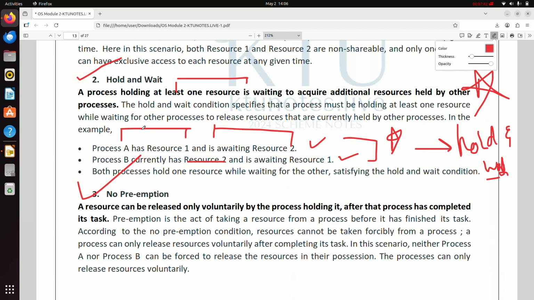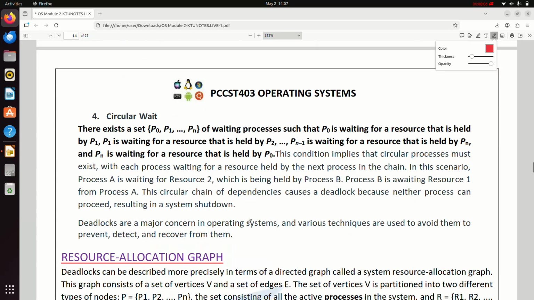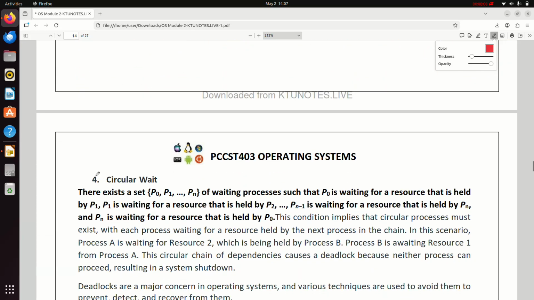A resource can be released only voluntarily by the process holding it after the process has finished its task. After the task has been finished, only then is the process able to release that resource. So what does preemption mean? Preemption means you can forcibly remove the resource from the process, but here it's not allowed. It should not happen. I cannot forcibly remove it. Understood? That is non-preemption.